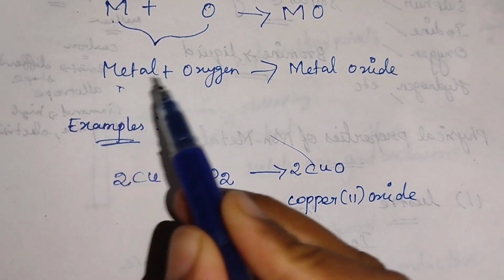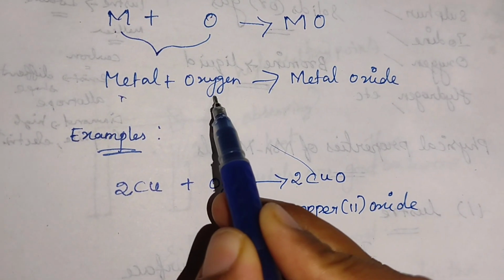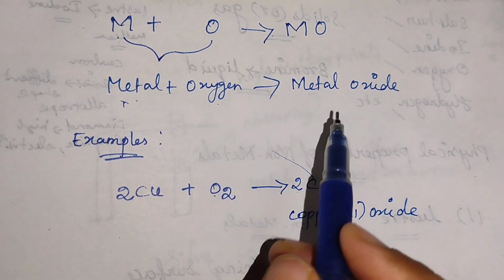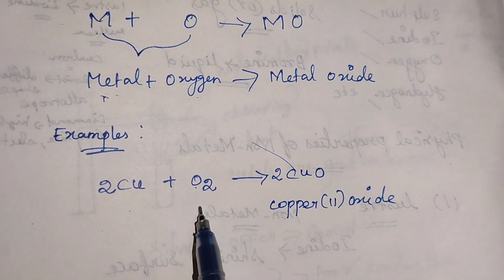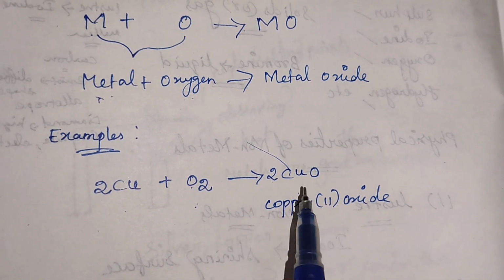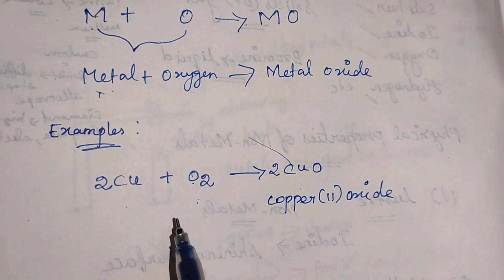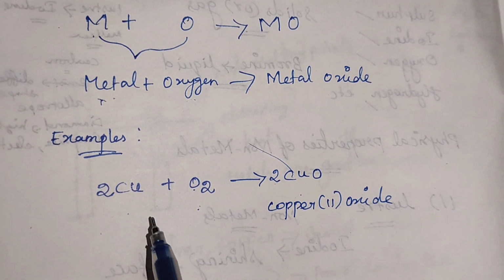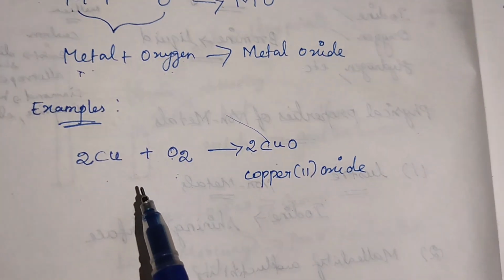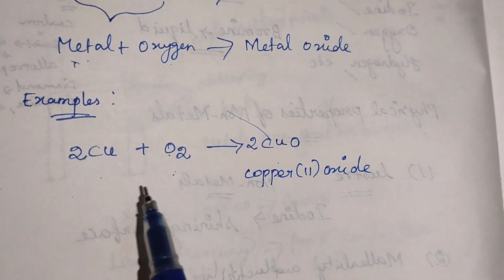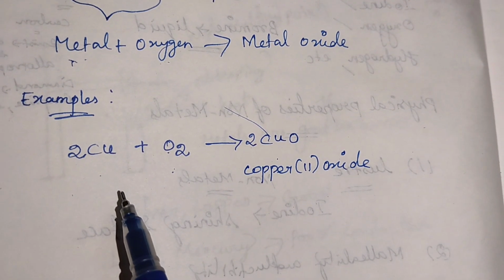So when metal reacts with oxygen, it produces metal oxide. Like that, I am taking copper; copper reacts with oxygen and I get copper oxide. Then I am balancing that equation. If you want to see how to balance an equation, you can see my previous videos. In lesson number 1, I show how to balance a chemical equation.